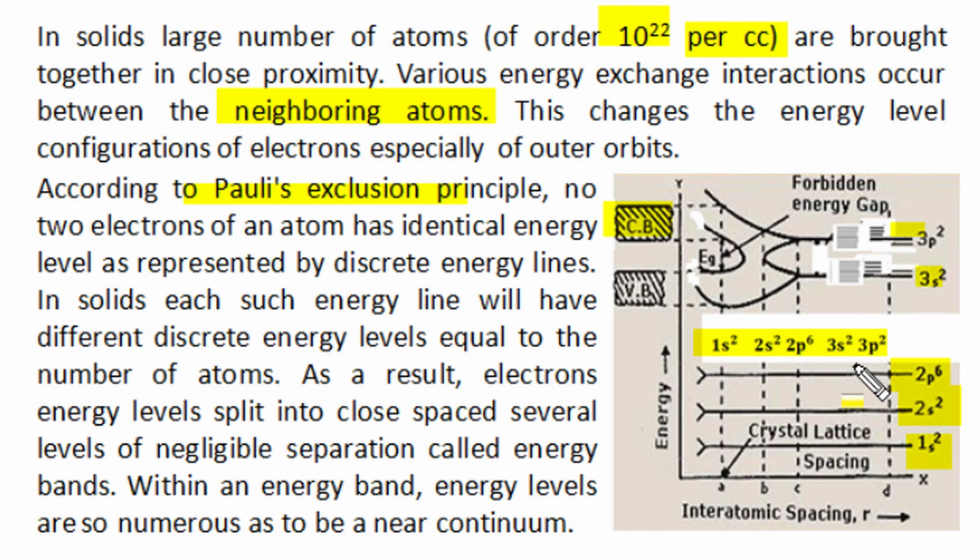Now in a solid, when millions of atoms interact with each other, these discrete energy levels of an individual electron take a number of energy levels equal to the number of atoms. As a result, the electron energy level splits into several closely spaced energy levels of negligible separation, and we call this group of energy levels with negligible separation an energy band. Within an energy band, there are numerous energy levels so closely spaced that we can say the energy is nearly in a continuum.